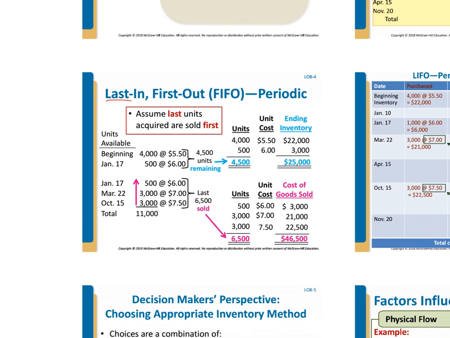LIFO stands for last in, first out. This right here looks like an error. It should be LIFO with an L. And we're first going to look at this using the periodic inventory method.